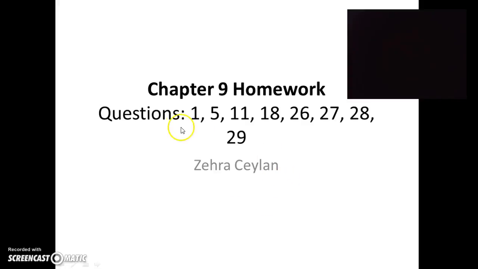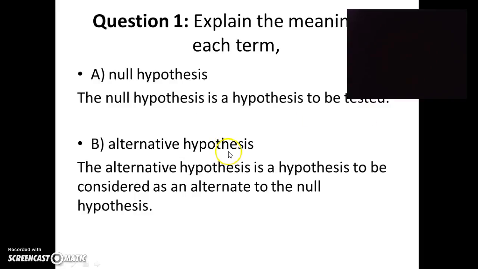Chapter 9 homework questions 1, 5, 11, 18, 26, 27, 28, and 29. Question 1. What's the meaning of null hypothesis?